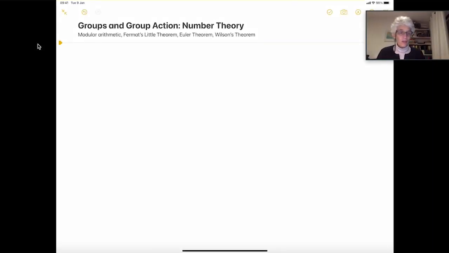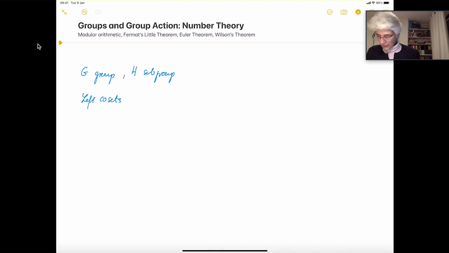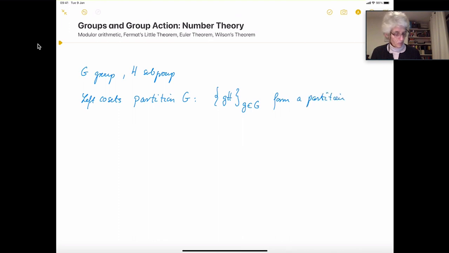In this lecture, I want to use our very basic group theory that we have established so far to derive some really nice theorems in number theory. Let me recall from last time, let G be a group and H be a subgroup. Then we considered the left cosets, and we proved that they partition the set G. In other words, these sets gH where g varies over G form a partition of G.